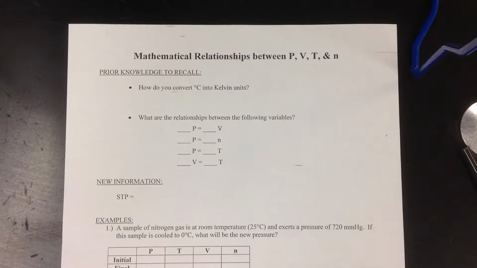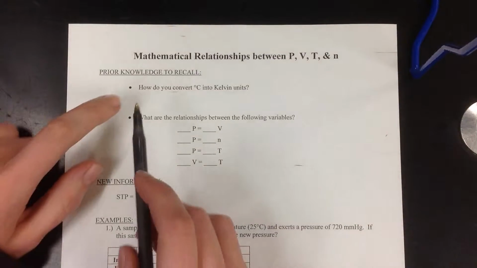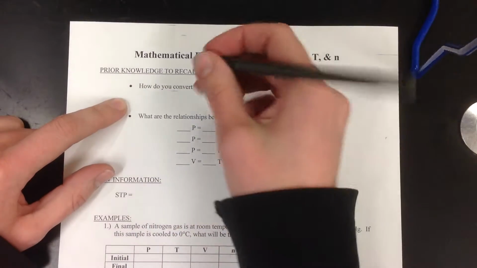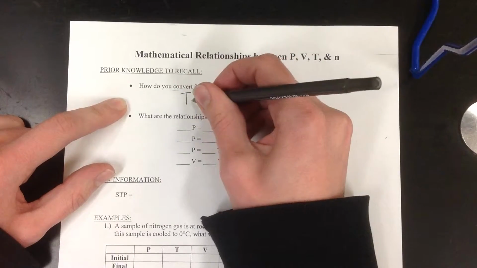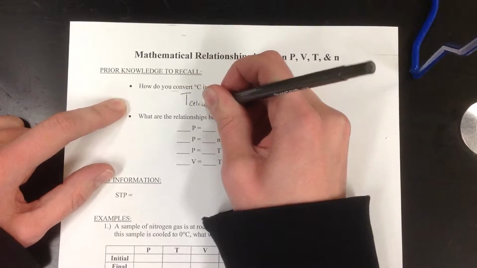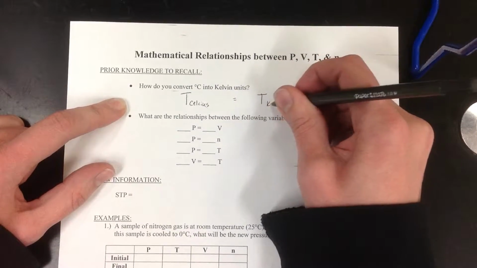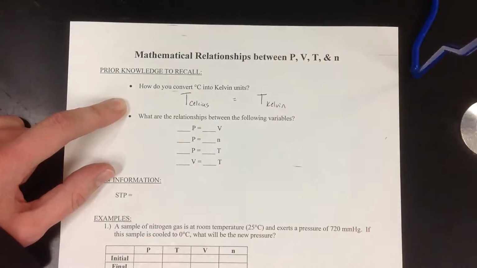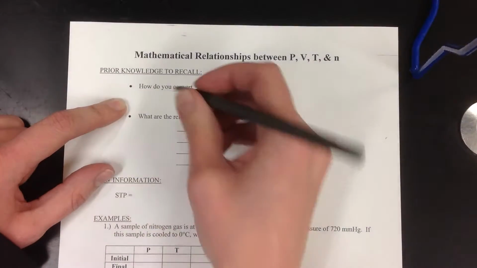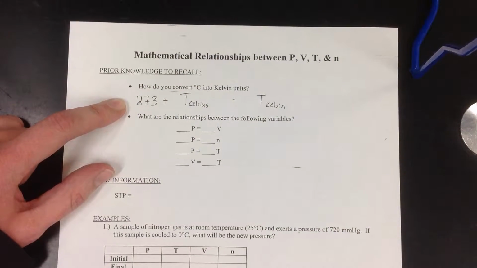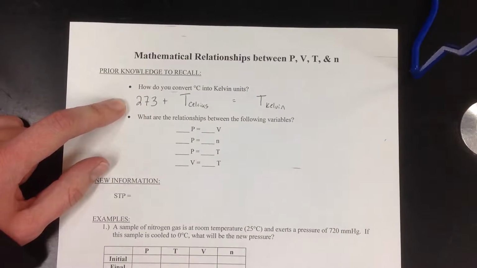Class, this video is on the mathematical relationships between pressure, volume, temperature, and your amount of particles in a gas. Some prior knowledge that we'll need to remember is how to convert degrees Celsius into Kelvin. Recall that your temperature in Celsius can be converted into your temperature in Kelvin. All we have to do for that is add 273 to our temperature in Celsius, and that will give us a value in Kelvin.